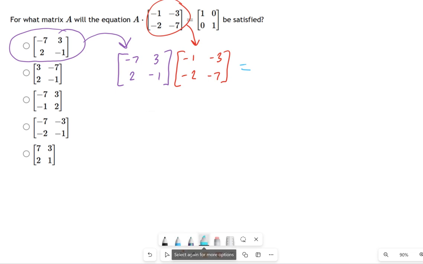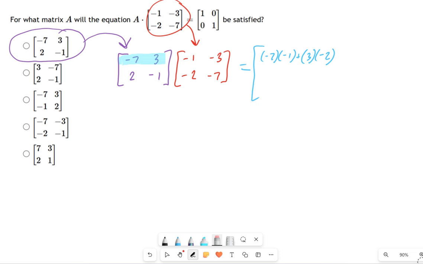But what we're doing here is we're going to take this row times this column. And the result of that is -7 times -1 plus 3 times -2. That's in the upper left corner.